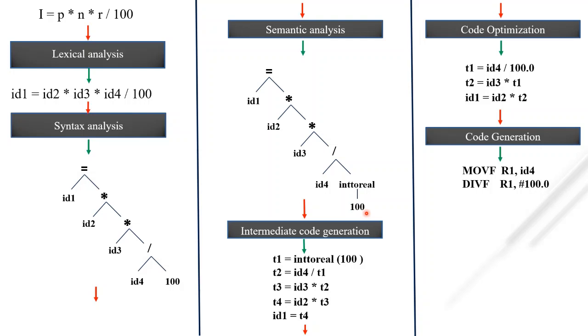Now this ID3 is moved into register 2, that is R2, and multiplied with R1 and the result is stored in R2. Now this ID2 is moved into register R3 and then multiplied with R2 and the result is stored in R3. And at last, the answer stored in R3 is moved to ID1. So this is the target code which is generated by the phases of the compiler. Hope you all understand this exercise. Thank you.